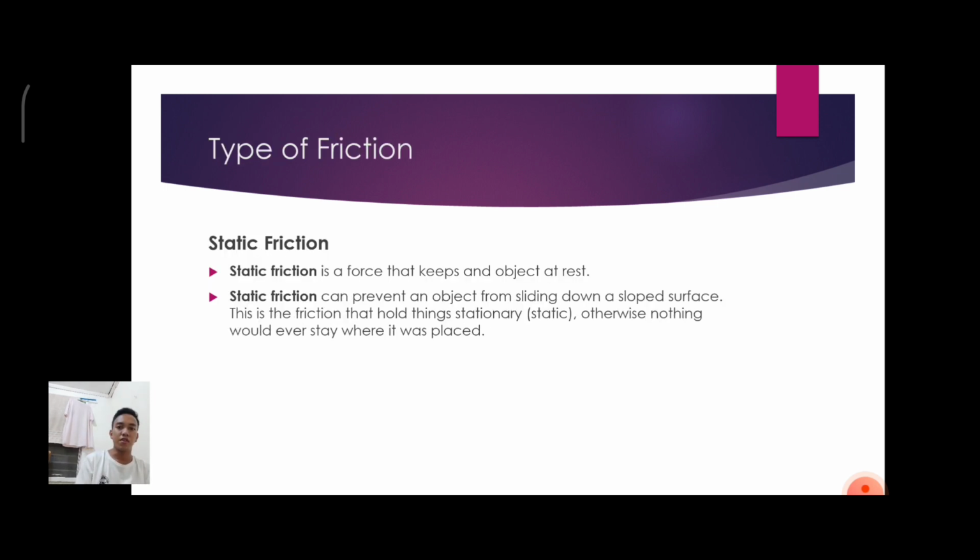Types of friction. Static friction is a force that keeps an object at rest. Static friction can prevent an object from sliding down a sloped surface. This is the friction that holds things stationary or static, otherwise nothing would ever stay where it was placed.